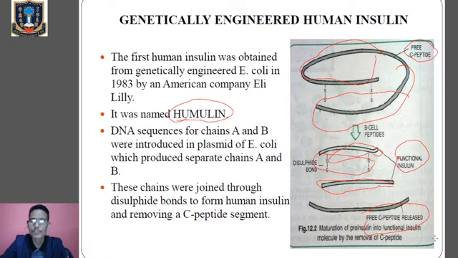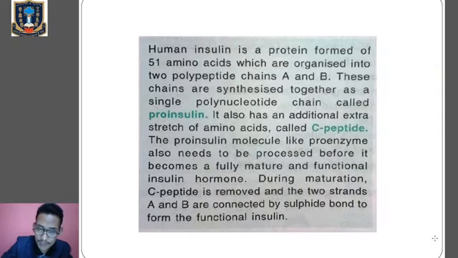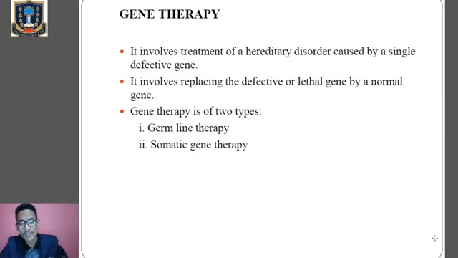But the insulin which is produced by the Eli Lilly company with the help of genetic engineering technique, or we can say the Humulin which is produced, only contains the A chain and B chain. There is no need for the formation of extra C peptide or the C chain. Only A chain and B chain will be there, joined with the help of disulfide bond. Clear? So this is the first role of biotechnology in the field of medicine, which is mainly used in the formation of insulin, which is used for the treatment of diabetes mellitus. Now let's go to the next one, gene therapy.